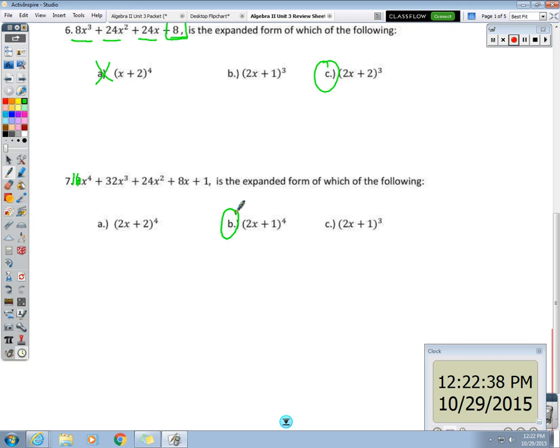B is correct. You knew it couldn't have been this one that's raised to the 3rd power because we have 5 terms in our answer. So it had to be raised to the 4th power. But to get 1 at the end, 1 to the 4th is 1. 2 to the 4th is what? 16. So it had to be B. Does that make sense? Okay, now flip to the next page, number 8.